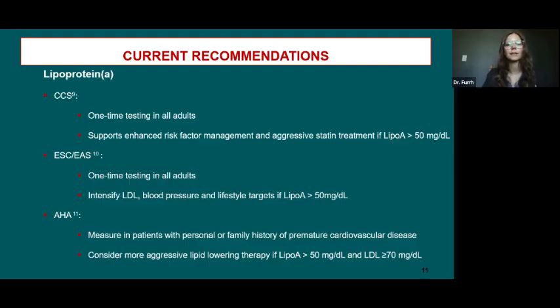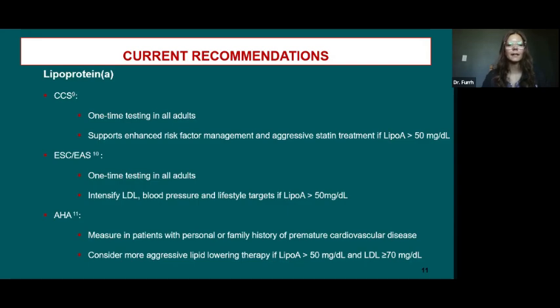They're saying it supports enhanced risk factor management and aggressive statin therapy if lipo-A is greater than 50 milligrams per deciliter. So again, we do not have a treatment target; lipo-A itself is not a treatment target. The thinking here is that we should control the lipid fractions that can cause harm to our arteries, meaning LDL. We should control this as aggressively as we can in these patients, just because that's the only variable we can control in this department at this time.